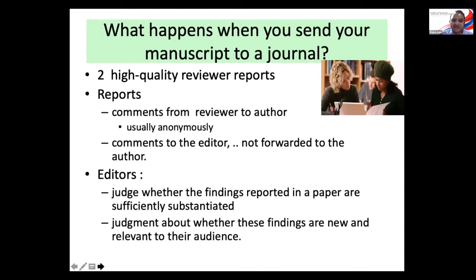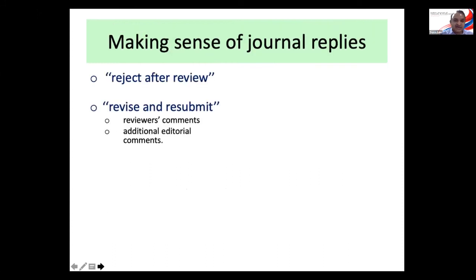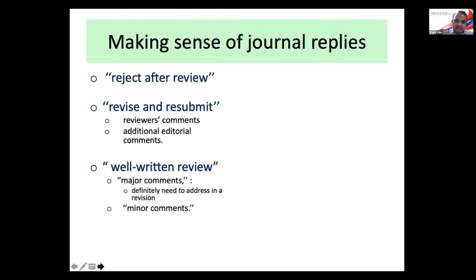The editors will judge whether the findings reported in a paper are sufficiently substantiated, and make a judgment about whether these findings are new and relevant to the audience. So it makes sense. It may be rejected after review, or revise and submit. These are the options from the backend that happen. There are 6 assistant and 6 associate editors who are seeing the reviews also, and the reviewers are also rated in the system: when did they respond, how good was their response, and how constructively critical were they about the articles.